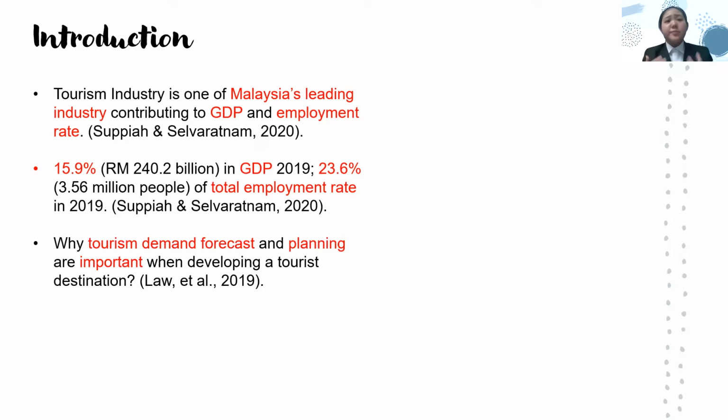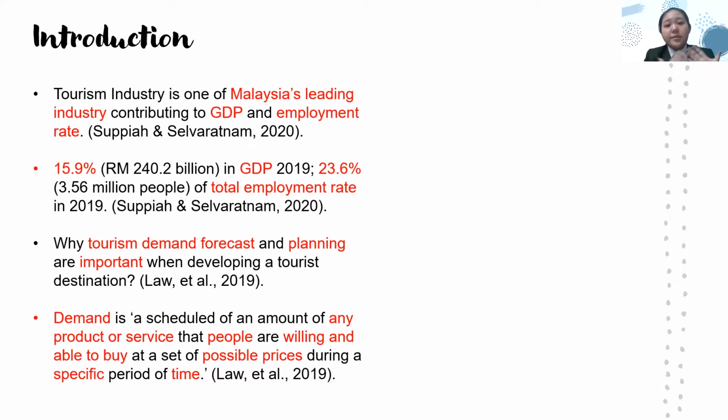So why are tourism demand forecast and planning so important when developing a tourist destination? This is because they provide vital information to tourism marketers for making decisions on how to utilize the scarce resources available, and to identify potential risks when developing the tourist destination.